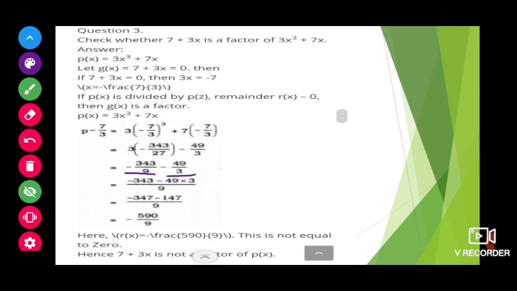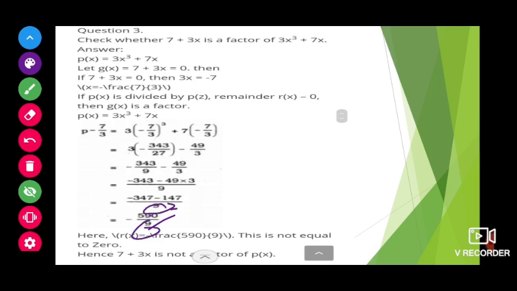Now to get the same denominator, here 9 is there, here 3 is there. No need to go for the LCM. 3 is one of the factors of 9. Multiply with 3 by 3 to get the same denominator. So we can take the common denominator as 9. And here the numerator is minus 343. Here minus 49 into 3. Now minus 343 minus 49 times 3, which is 147. Totally minus 490 by 9.